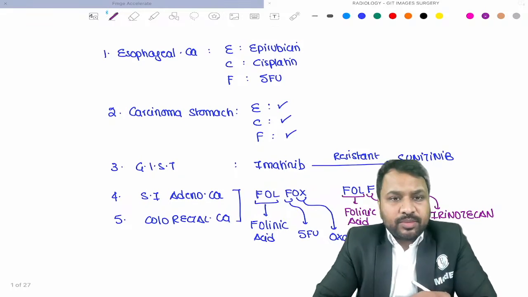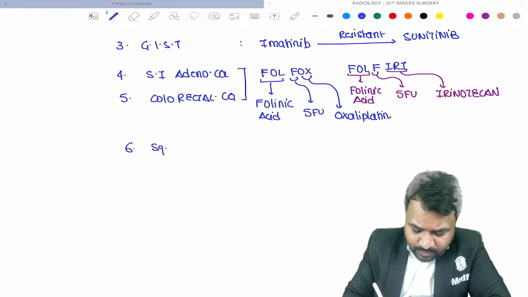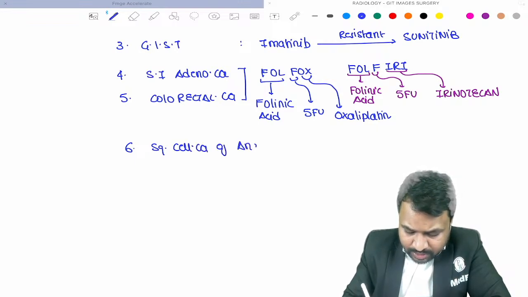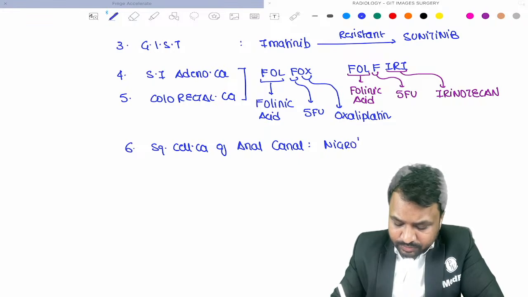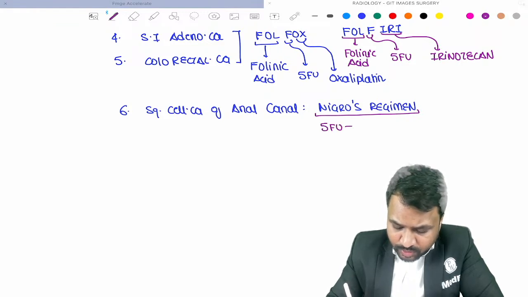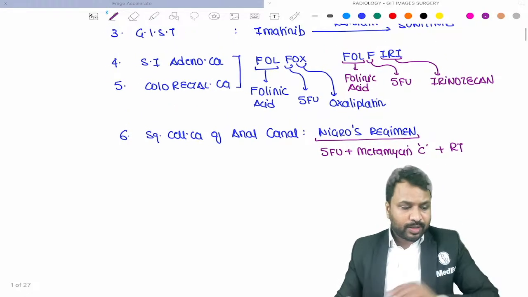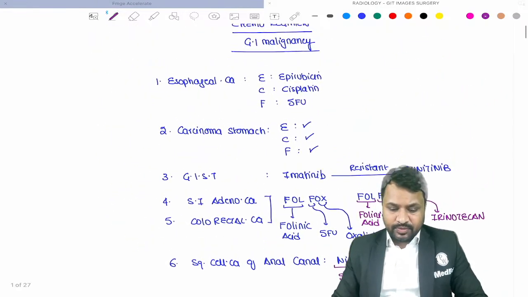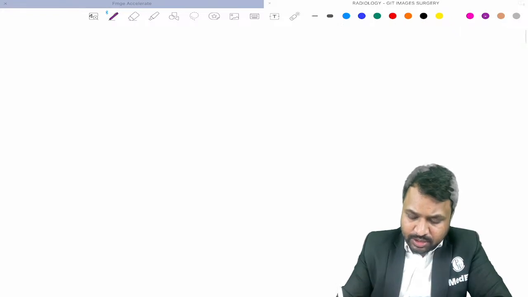So esophageal cancer, carcinoma stomach, small intestinal adenocarcinoma, colorectal cancer, and the last one is squamous cell cancer of the anal canal. For this we have the Nigro regimen, which is chemoradiation: 5-fluorouracil with mitomycin C with radiotherapy. So these are the chemo regimens for the GI malignancies. Then you have the radiological signs in the GI malignancies.